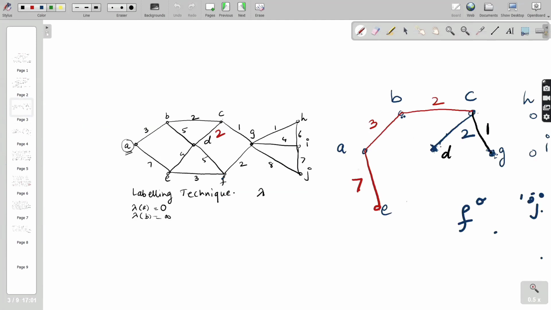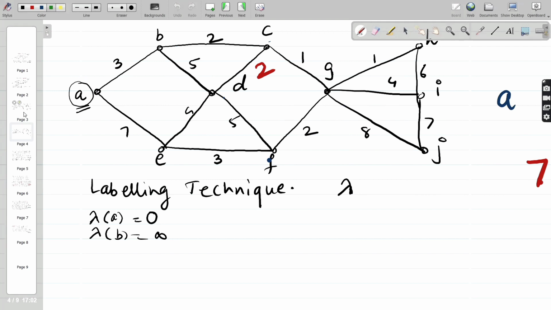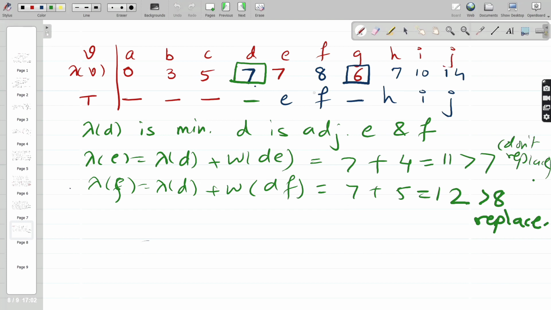Where we are getting 7 length, A to E is this. And A to F, the distance is 8. How are we getting 8 here? Let us see. A to B is 3, plus 2 is 5, 5 plus 1 is 6, and 6 plus 2 is 8. So this is the path we are getting from A to F right now. We have not fixed it yet, but I'm just showing you. There is no change in this table now.